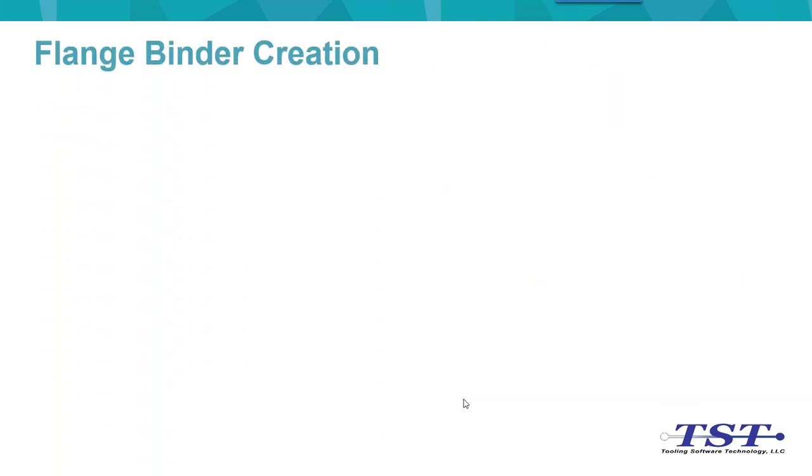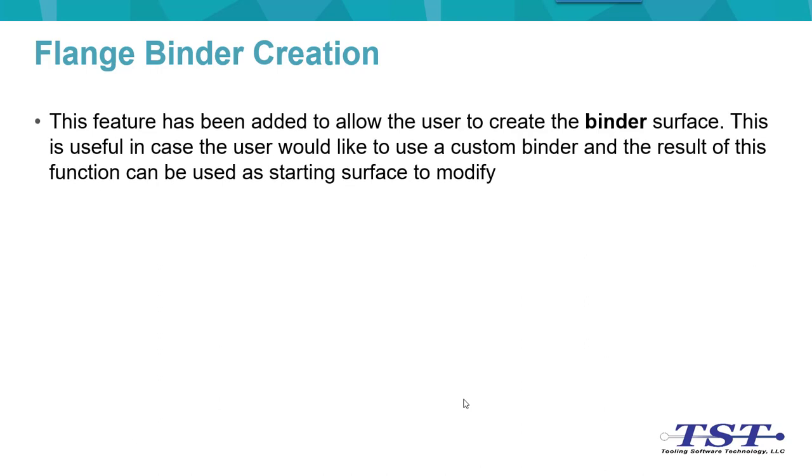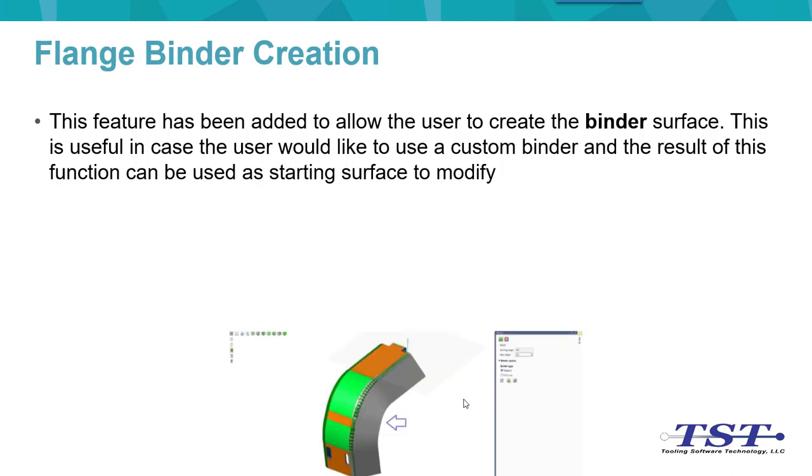Flange binder curve. This feature has been added to allow the user to create binder surfaces. This is useful to create, let's say, a case where the user would like to add a custom binder, and the results of this function can be used as the starting surface to modify.